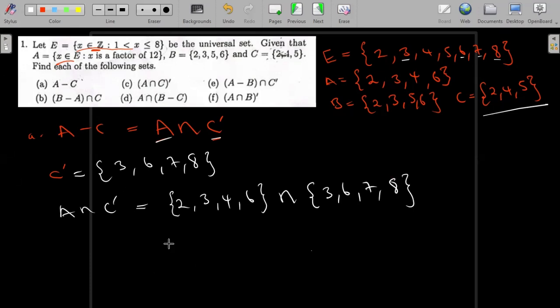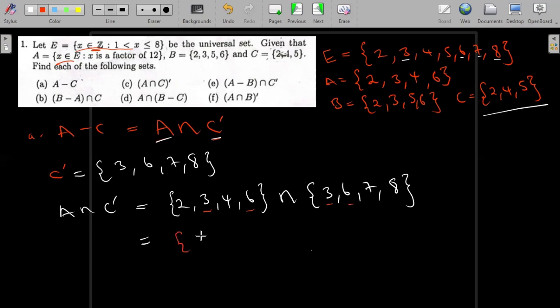Now from here, I check what elements are common in both sets. Because it's intersection, the set operation intersection looks for the elements that are common in both sets. So what elements are common? I have 3 here, I also have 3 there. I have 6 here, I also have 6 there. So those are the common elements.